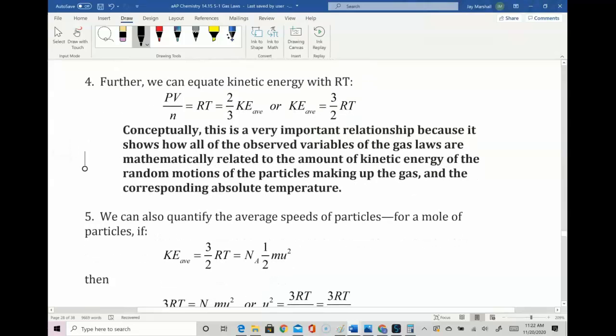So this is the important relationship because it shows how all of the observed variables of the gas law are mathematically related to the amount of kinetic energy of the random motions of the particles making up the gas and the corresponding absolute temperature. Okay, so we can see that kinetic energy is directly related to all of our variables. It has an impact on all of our variables here.